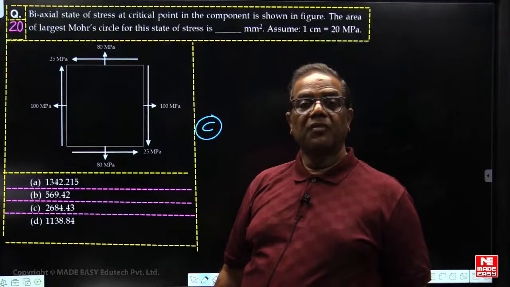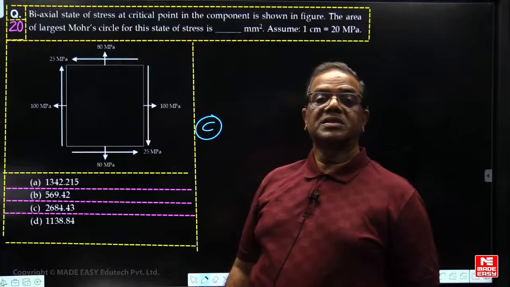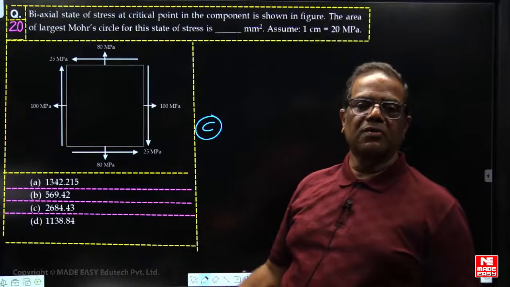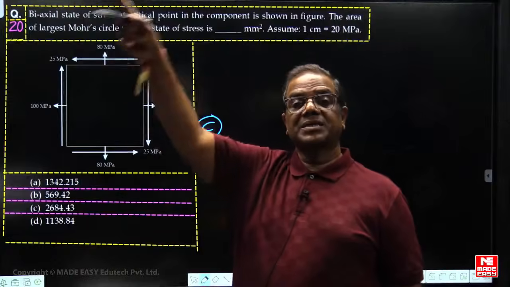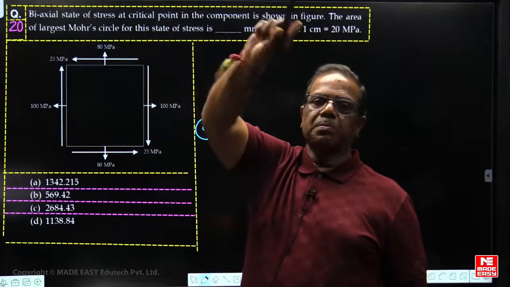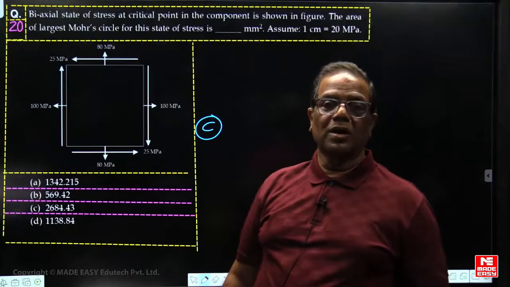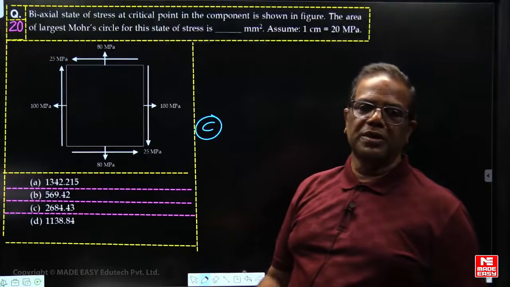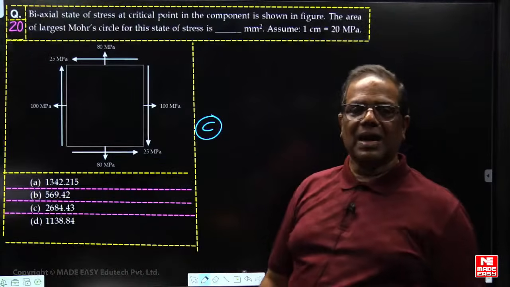Then which is the largest Mohr circle now? Sigma 1, sigma 3 circle. So sigma 1 and sigma 2 are like in nature. So what is the largest diameter? Sigma 1. Then find out the area. Area is pi d square by 4. In place of d, substitute sigma 1. And convert the scale, given as 1 centimeter equal to 20 megapascal.